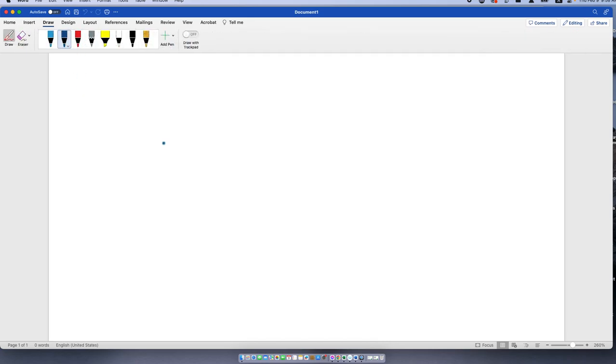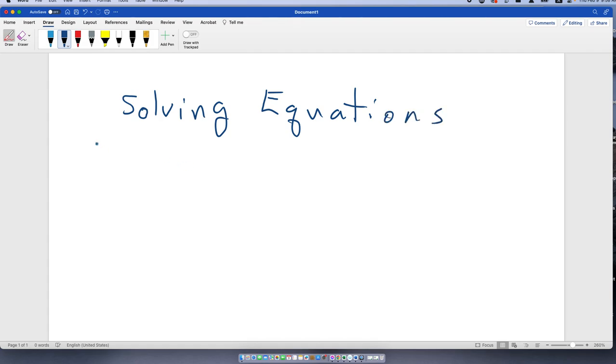Let's go with blue. So we are going to talk about solving equations. Okay. So first of all, what is an equation? What's required to have an equation? I mean obviously factors. I mean a unit and a result. Exactly, that's the key part.